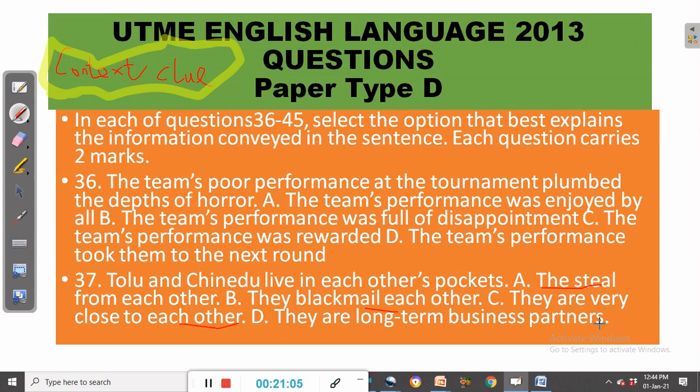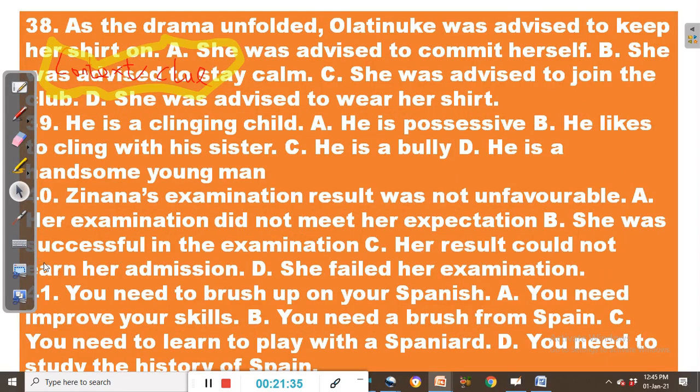All right. So when you look at it, you discover that it is the idea of closeness. They are close to each other. That's really what it means. They live in each other's pockets. It has to do with the kind of closeness. All right. It gives us a picture of how close they are to each other. All right. So let's go to the next page and look at other questions. Question 38.